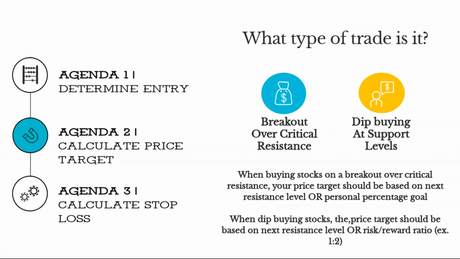So again, when you're buying a stock in a breakout over critical resistance, your price target should be based on the next resistance level above or your personal percentage goal. And what I mean by personal percentage goal is, let's say on any given trade you're looking to make 5% on that trade. That's your personal percentage goal. Even though that percentage goal may not be as high as the next resistance, it may be under the next resistance, and that's fine. You still can use that personal percentage goal, or you can just use the very next critical resistance level above it as a price target area.